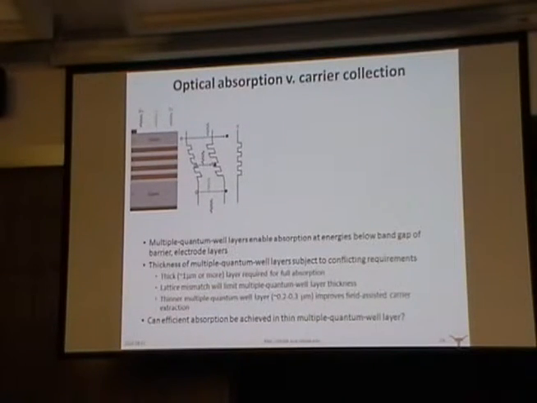However, if you want to collect the carriers that are generated in the quantum wells, it turns out for various reasons to be very helpful to have a thin multiple quantum well layer, more like, say, 0.2 to 0.3 microns. Now these are non-overlapping ranges. So there's a fundamental conflict that comes into play between what's required for efficient absorption and efficient carrier collection. But you need both of these to be efficient to have a good solar cell. So how do we resolve this? There are a variety of ways one can think about doing this. What we've done is essentially to accept that if you want to collect the carriers, you're stuck with having a thin multiple quantum well layer.